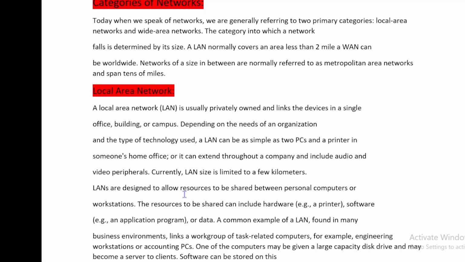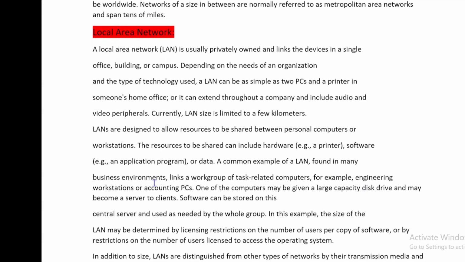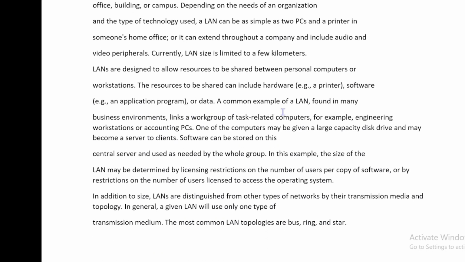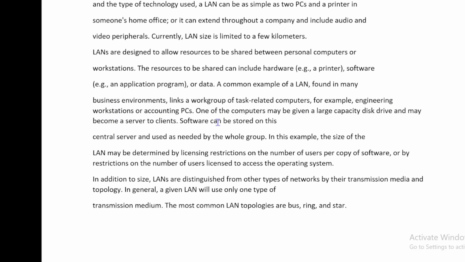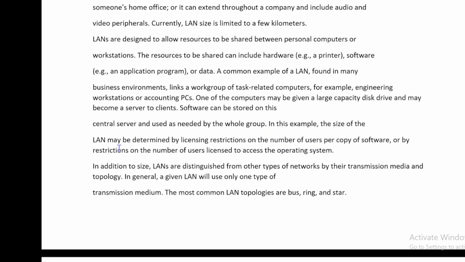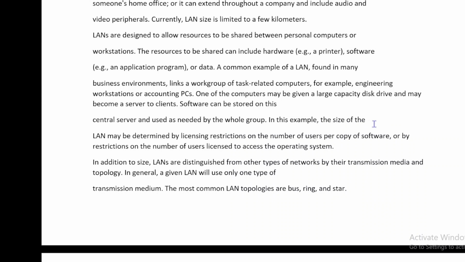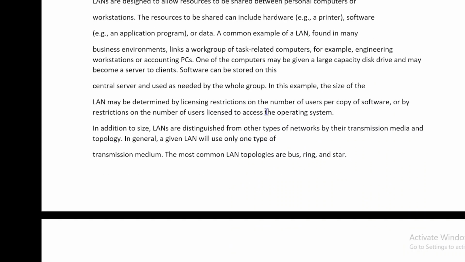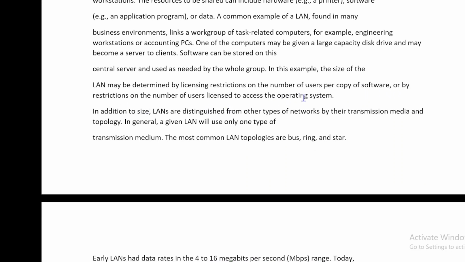LANs are designed to allow resources to be shared between personal computers or workstations. The resources to be shared can include hardware, e.g., a printer, software, e.g., an application program, or data. A common example of a LAN, found in many business environments, links a workgroup of task-related computers, for example, engineering workstations or accounting PCs. One of the computers may be given a large capacity disk drive and may become a server to clients. Software can be stored on this central server and used as needed by the whole group. In this example, the size of the LAN may be determined by licensing restrictions on the number of users per copy of software, or by restrictions on the number of users licensed to access the operating system.